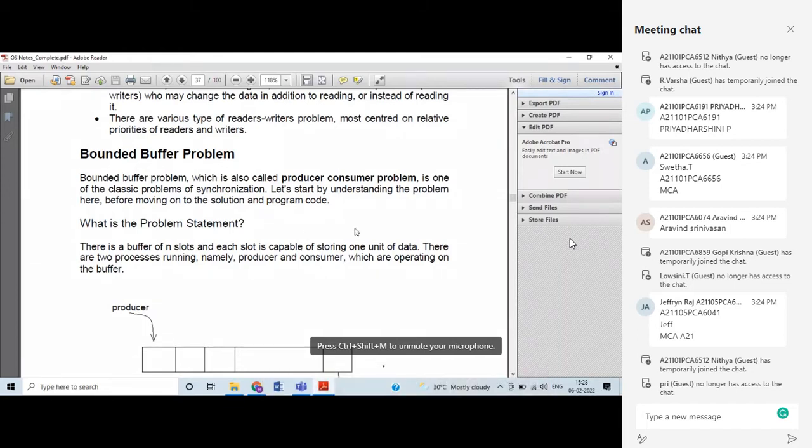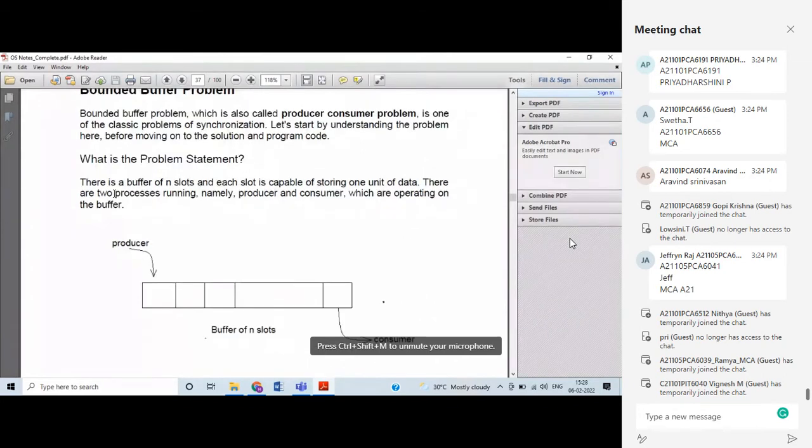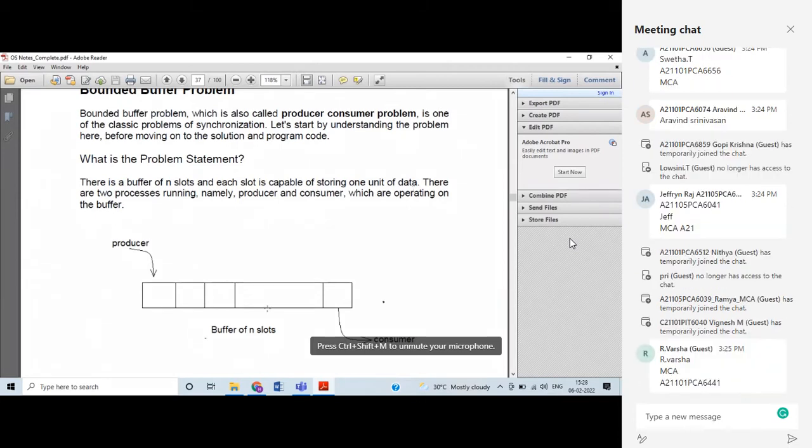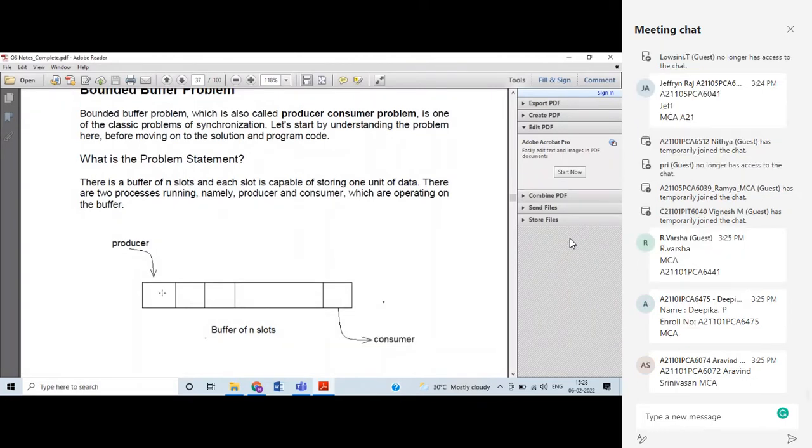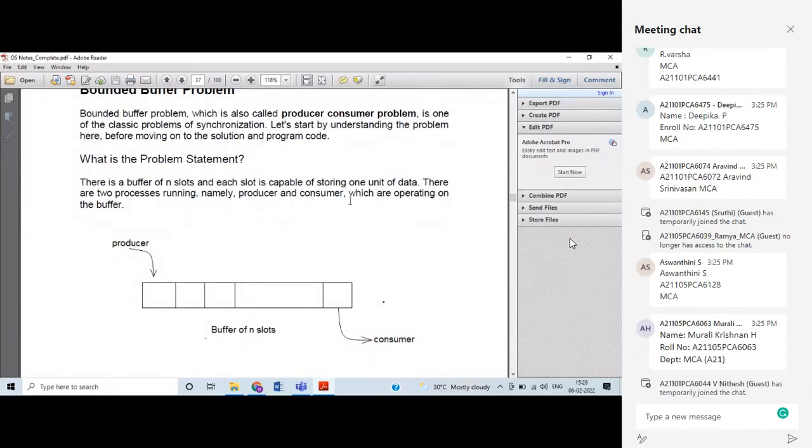Okay. So, the bounded buffer problem. The bounded buffer problem is otherwise called the producer-consumer problem. Here, the problem statement is: there is a buffer of n slots, and each slot is capable of storing only one unit of data. So here we have many slots, and each and every slot will have only one product. There are two processes running, namely producer and consumer, which are operating on the buffer.